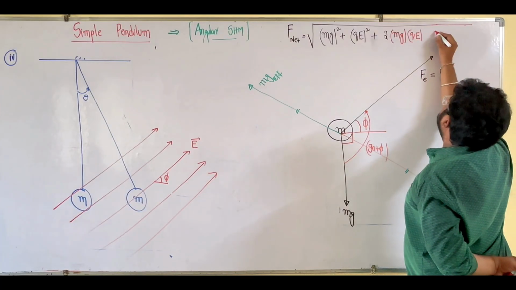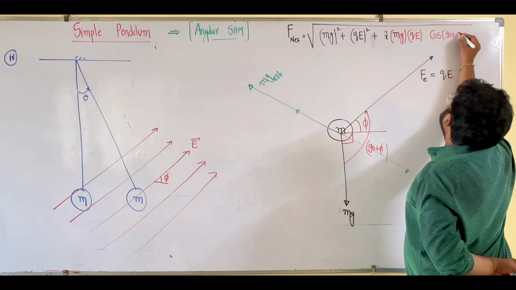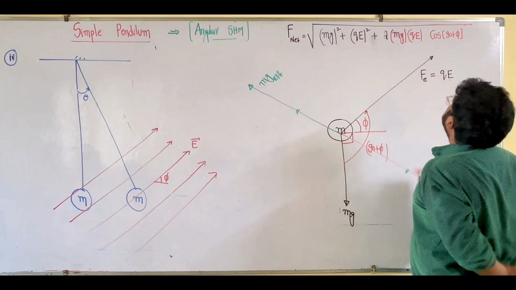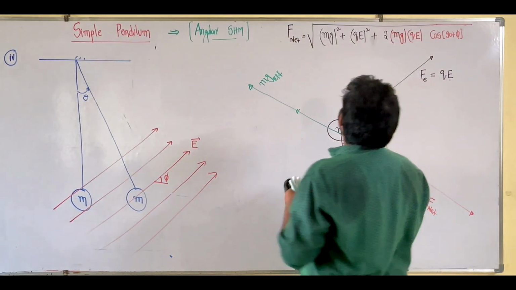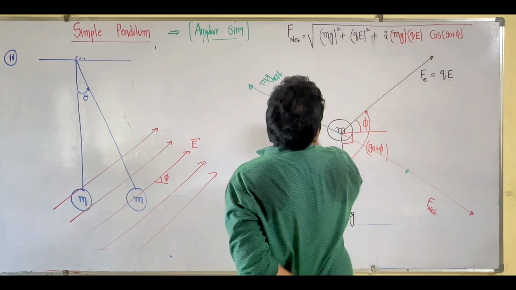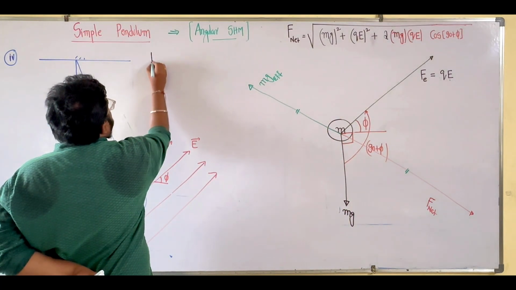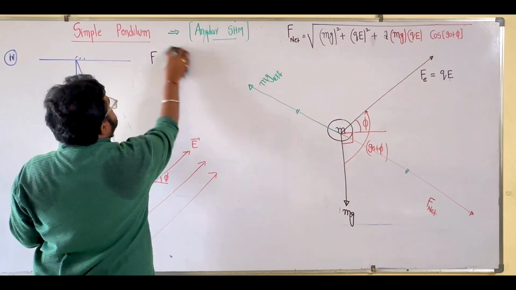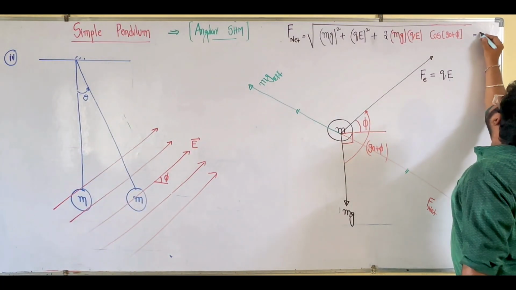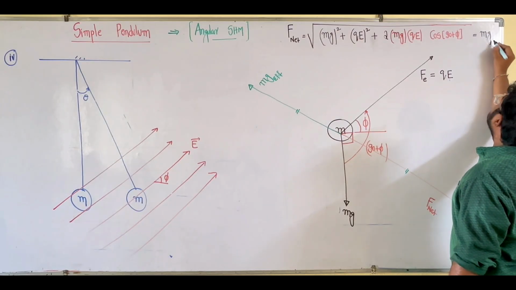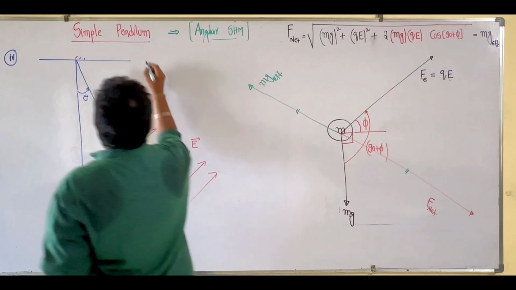Here, how much will we be getting? Cos(90 plus phi). Understood? Cos(90 plus phi), how much? Completed. This part, F net, can be written as mg effective. That is equal to how much? mg effective. So g effective is equal to how much?